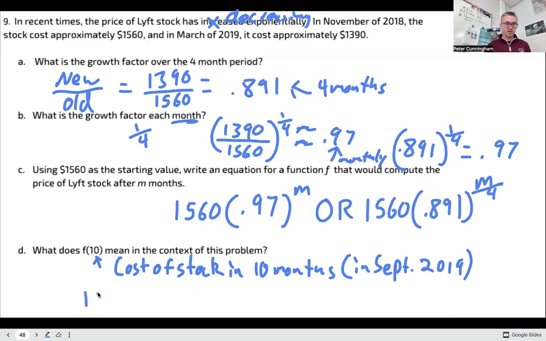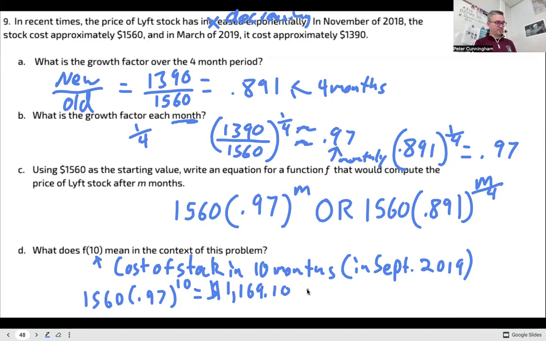Okay. But if you do calculate it, right, we take that monthly change, 10 months. I used 0.97 because I'm going to just take it to the power of 10, find it a little easier that way. I don't have to worry about fractions in my exponent. So basically, if that stock continues to fall, it will be worth $1,169.10 in September of 2019. So that was an older problem. In recent times, I guess we should update that.